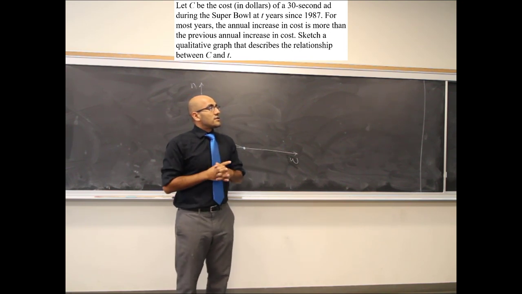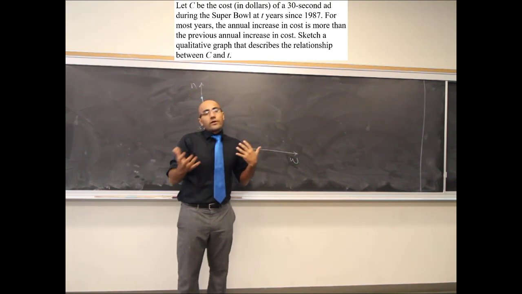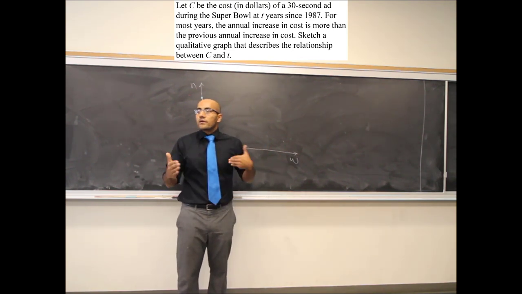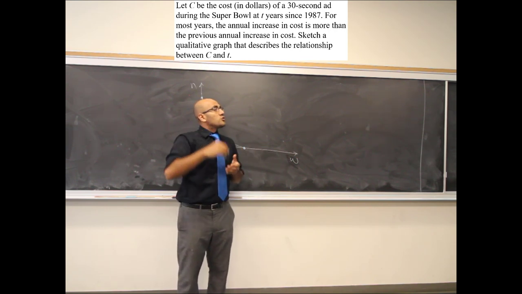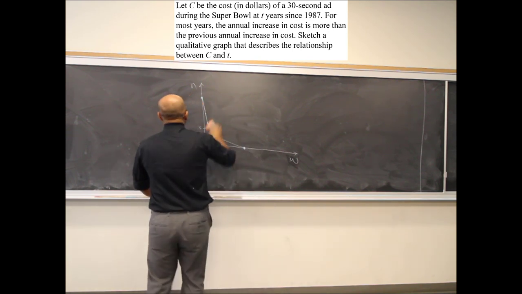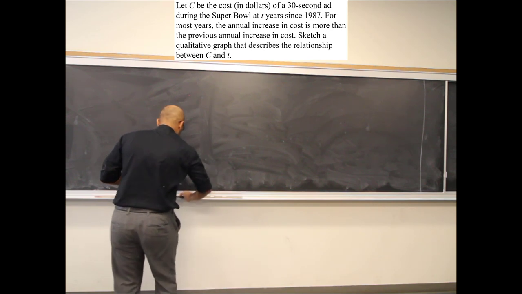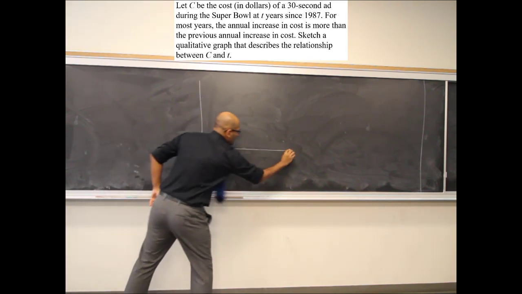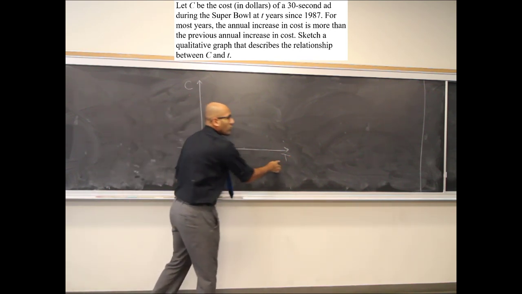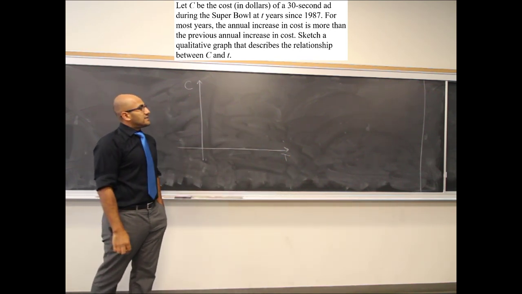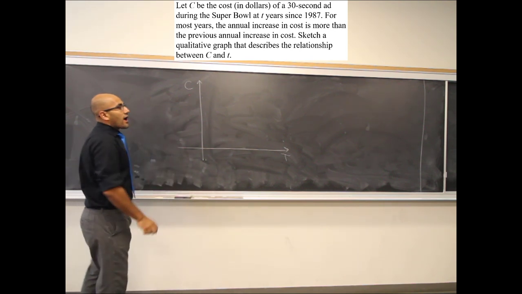On the other hand, if you randomly ask somebody, hey, how much does a 30-second ad cost for the Super Bowl? It would make sense for them to ask you, oh, in what year? You mean this year? 1992? Which Super Bowl? So the cost of a Super Bowl ad depends on the year. So C would go in this direction. C there and T there, where T is the number of years since 1987.